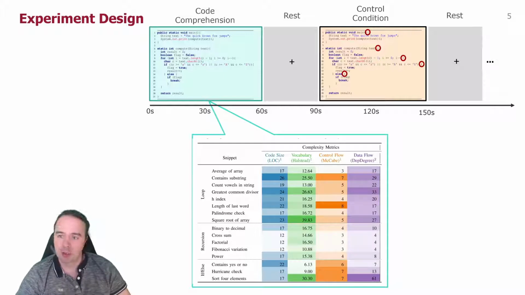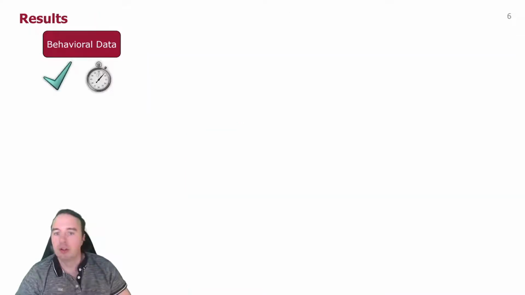Now let's take a look at the results. For research question 1, the behavior, we will look at correctness and response time. We use the Kendall-Tau correlation, and I will adhere to social science standards. So when I say small correlation, that means smaller than 0.3, and a medium correlation is between 0.3 and 0.5.